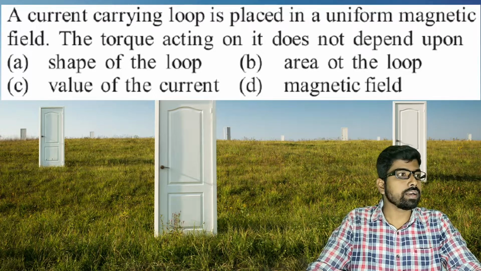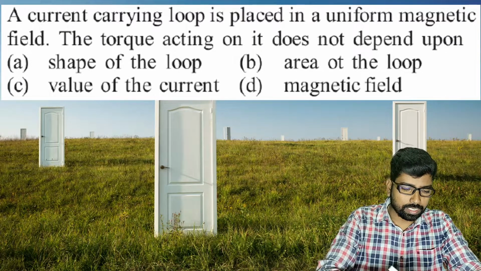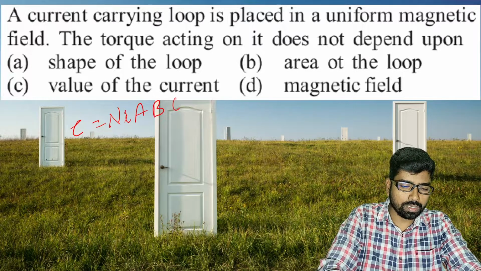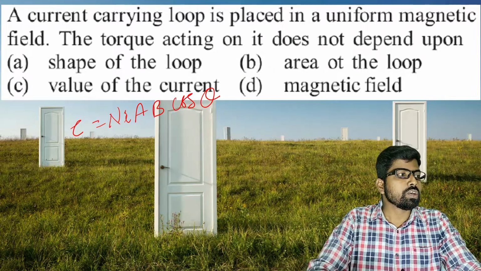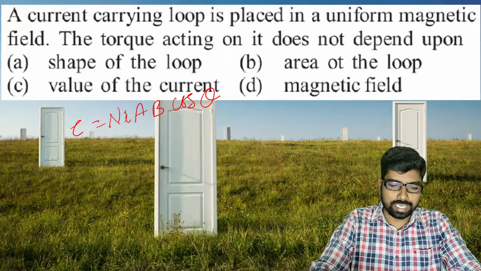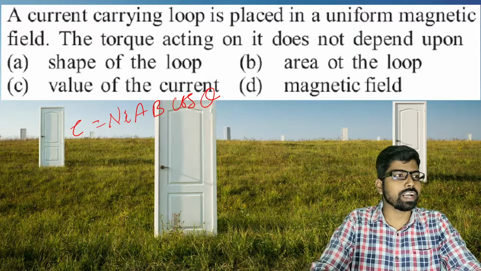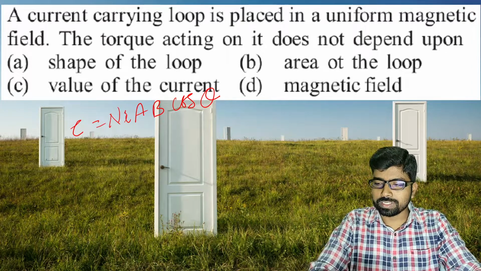When a current carrying loop is kept in a magnetic field, the torque acting is equal to N I A B cos theta. You can see my writing here on the screen. N stands for number of turns, I for current, A for area, B for magnetic field, and theta is the angle between them. So from all this, what is the answer?